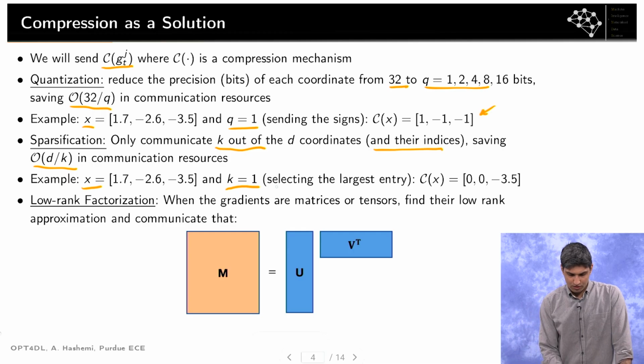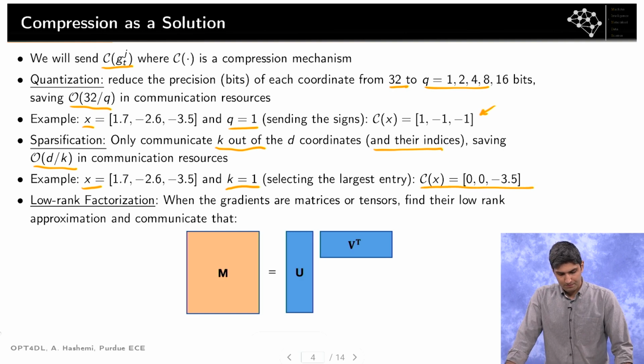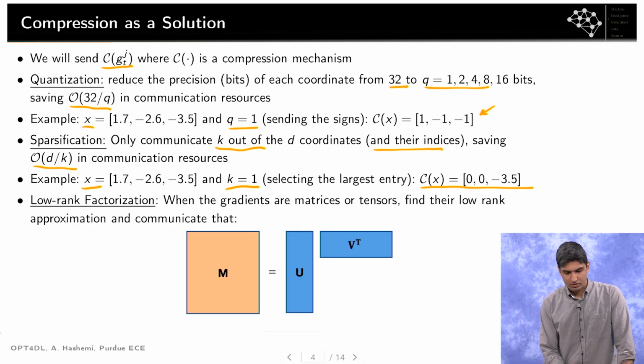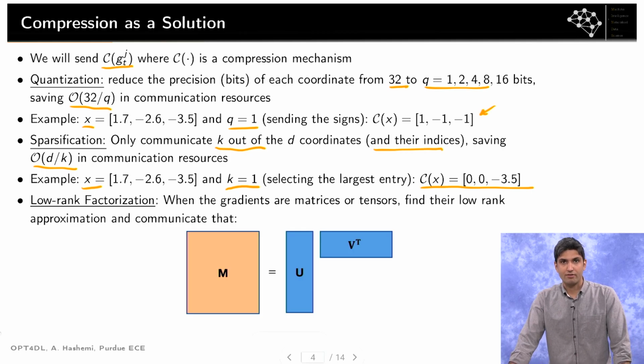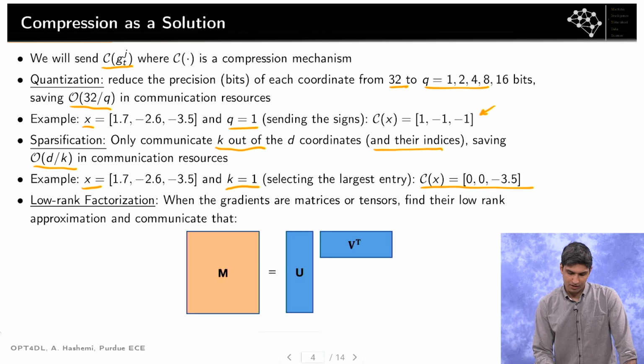Okay, so therefore with k equal to 1, let's say we select the largest entry. And therefore, what we would be sending is, let's say, this vector, where now, what's the largest entry? The largest entry is actually the last entry, third coordinate, because it's the largest in magnitude. So what I would be sending would be 0, 0, indicating that I'm not communicating the first or the second coordinate. And then I would be sending the last coordinate with full precision, -3.5.